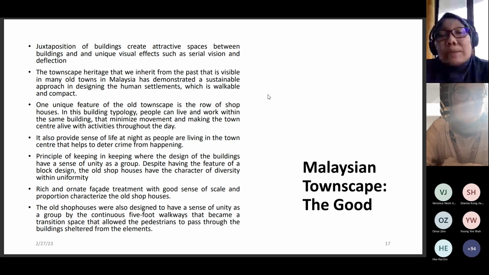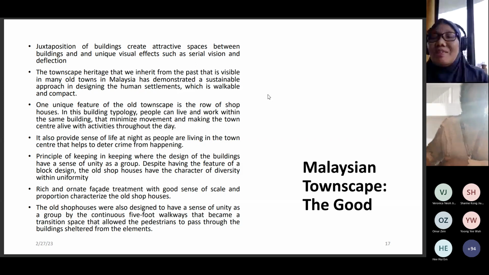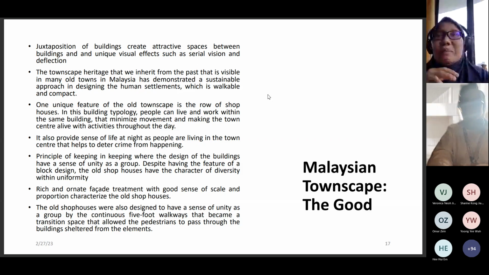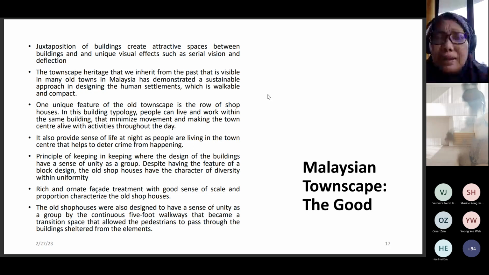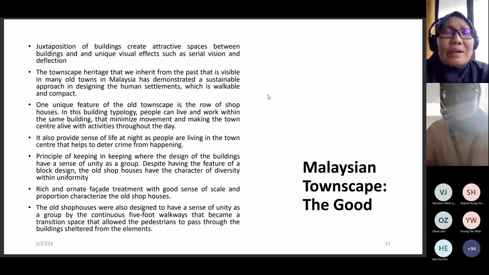Another unique feature of the old townscape that we have in the past is the row of shop houses. This is a building typology that is very sustainable because you live in the upper floors and you work in the lower floors, the ground floors. It means you do not have to travel, you do not have to pollute the environment through transportation and so forth. You can make the city very lively at night because there are people living in the city center. Very sustainable way of designing cities and giving character.